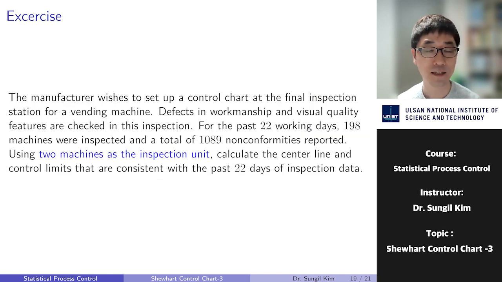Here is an exercise problem. The manufacturer wishes to set up a control chart at the final inspection station for a vending machine. Defects in workmanship and visual quality features are checked in this inspection. For the past 22 working days, 198 machines were inspected and a total of 1,089 nonconformities were reported. Using two machines as the inspection unit, calculate the center line and control limits that are consistent with the past 22 days of inspection data.